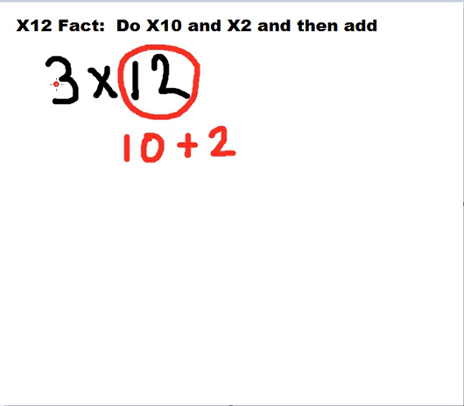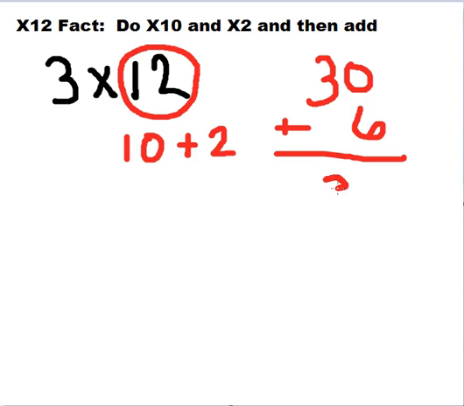So we're going to do 3 times 10, which we know and is very easy for us now. The tens trick is just add a 0, so we get 30. Then we're going to do 3 times 2, which we know is 6. And then the last step is to just add these two together, and it gives us 36.